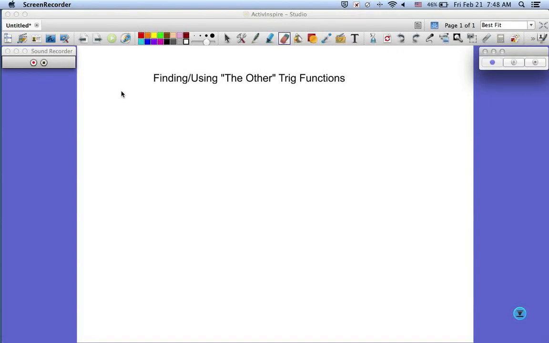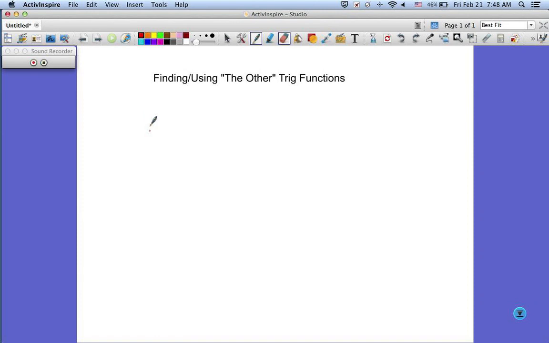Today we are going to work on how to find the other trig functions. Before we get started with that, we will talk a little bit and refresh our memories on what sine and cosine and all those other trig functions are. So sine and cosine are our main guys, and remember we're talking about in a unit circle.